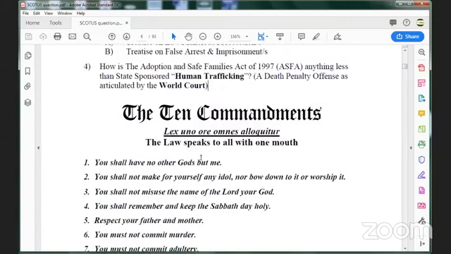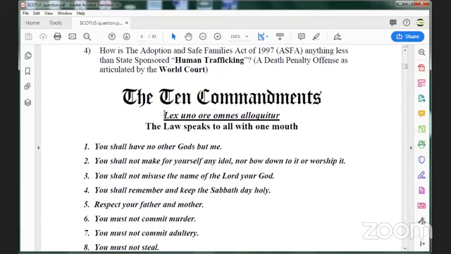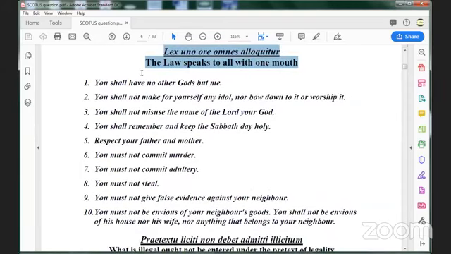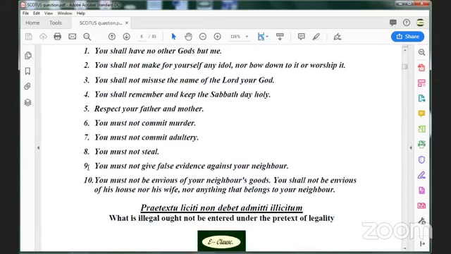So again, we know under the Ten Commandments, in the language of the court, the language of Latin, the law speaks to all with one mouth. We know this, okay? These are the 10 criteria that the court is supposed to adhere to. And number 9, here we go with that again. You must not give false evidence against your neighbor. Guess what? There's plenty of false evidence used against me in this case, which of course I've cited.